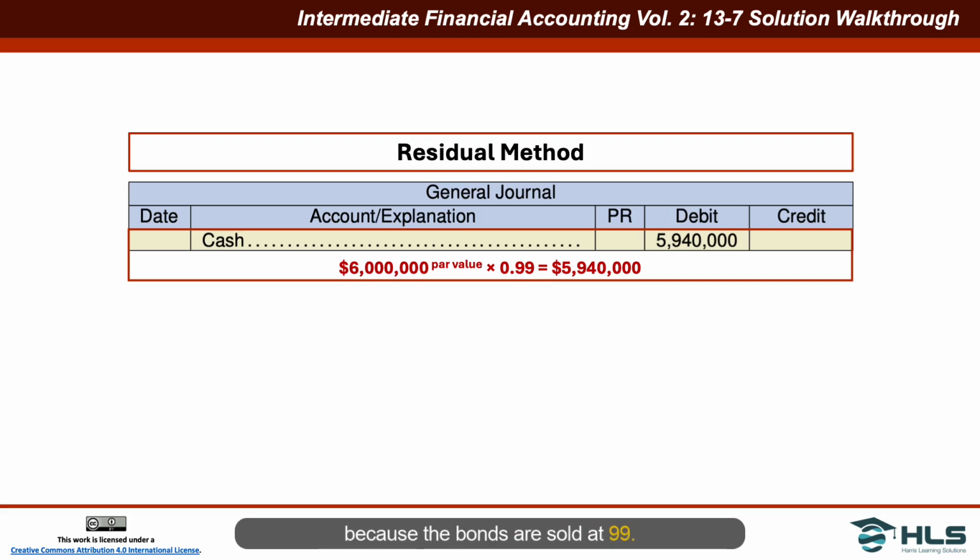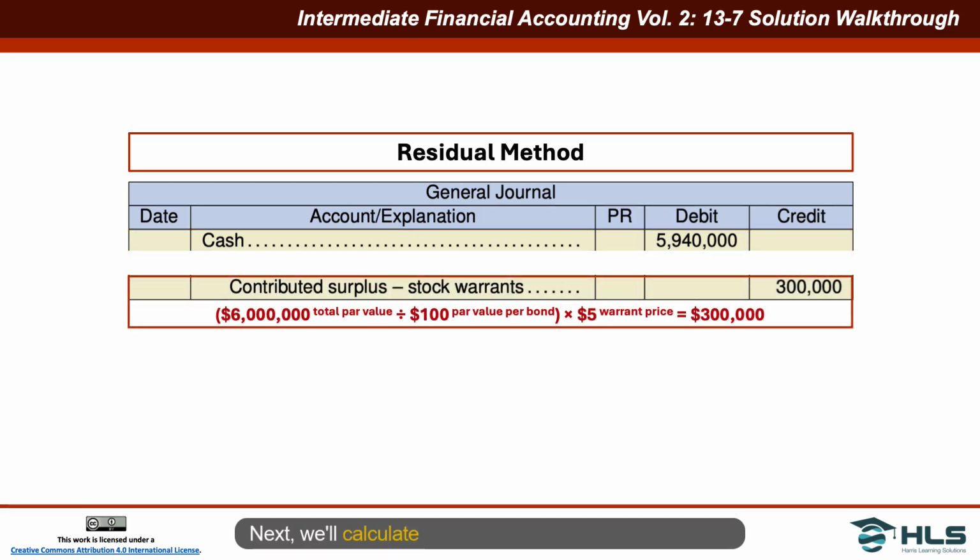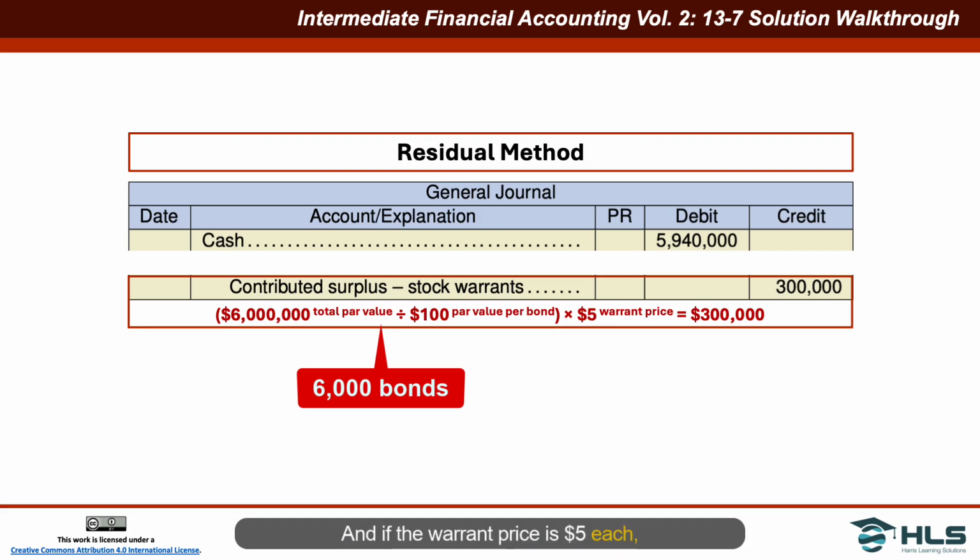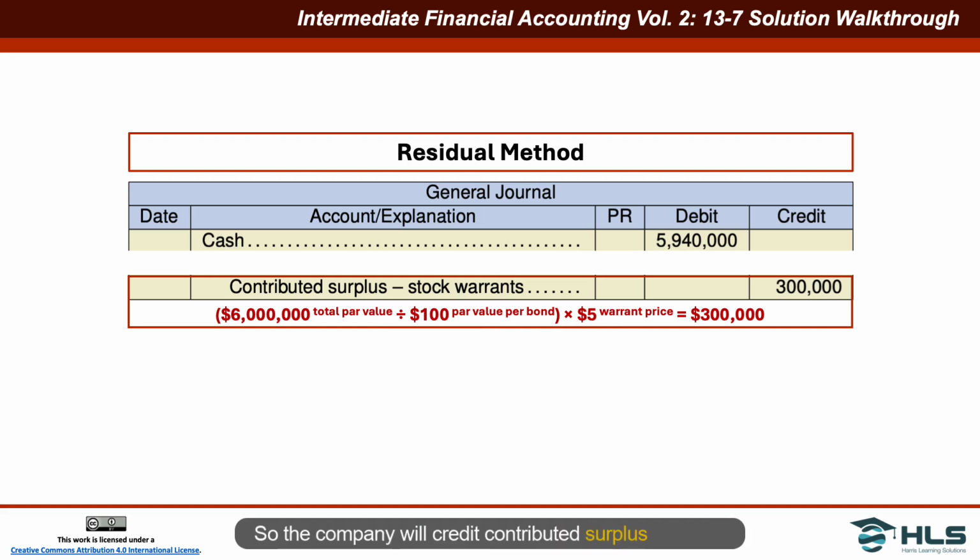sold at 99. Next, we'll calculate the amount that should be allocated to the equity component of the stock warrants. In this case, we want to know how many bonds there are and multiply by the warrant price. Since the total par value of the bonds is $6 million and each bond has a par value of $100, that means there are 6,000 bonds. And if the warrant price is $5 each, that's a total of $300,000. So the company will credit contributed surplus for stock warrants for $300,000.